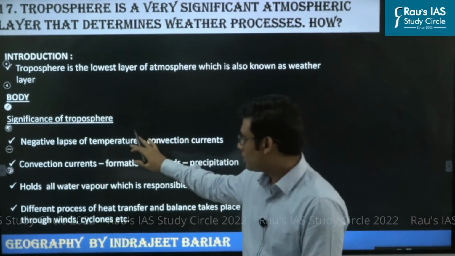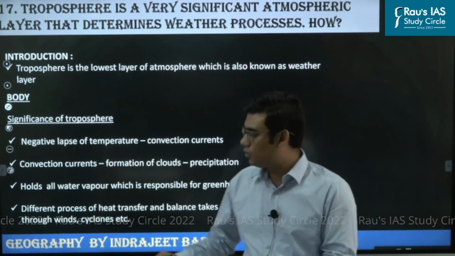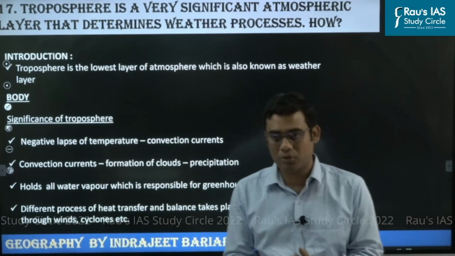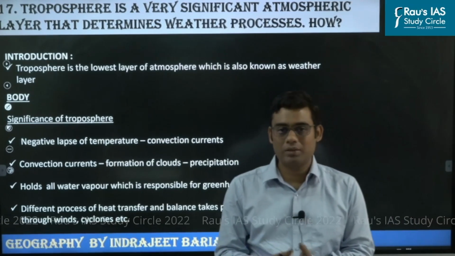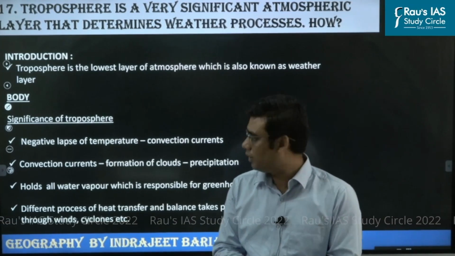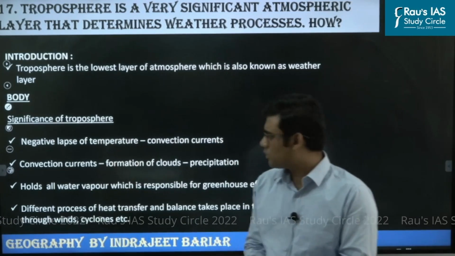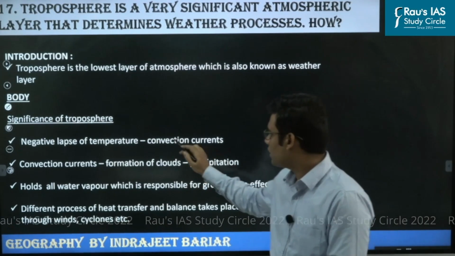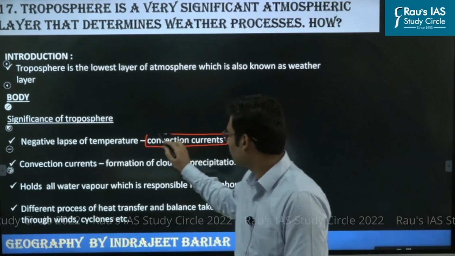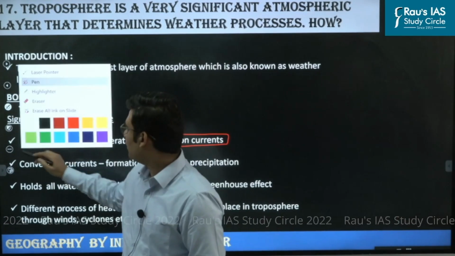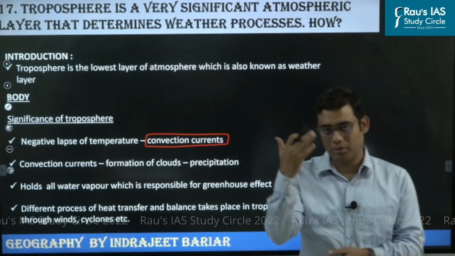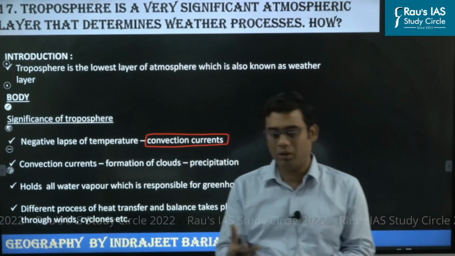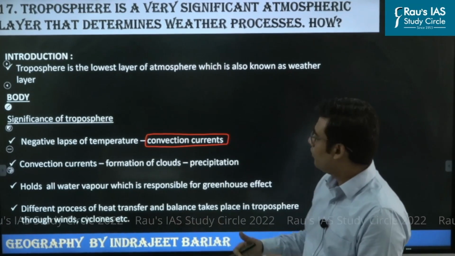And the first thing we see is that in the troposphere, the lapse of temperature is negative. There is a negative lapse of temperature, which we call the normal lapse rate or environmental lapse rate. Due to this negative lapse, that is, temperature decreasing with height, the feature we get in the troposphere is convection currents. These convection currents are vertical movements of air. Due to this vertical movement of air, we get many different weather phenomena or weather processes.